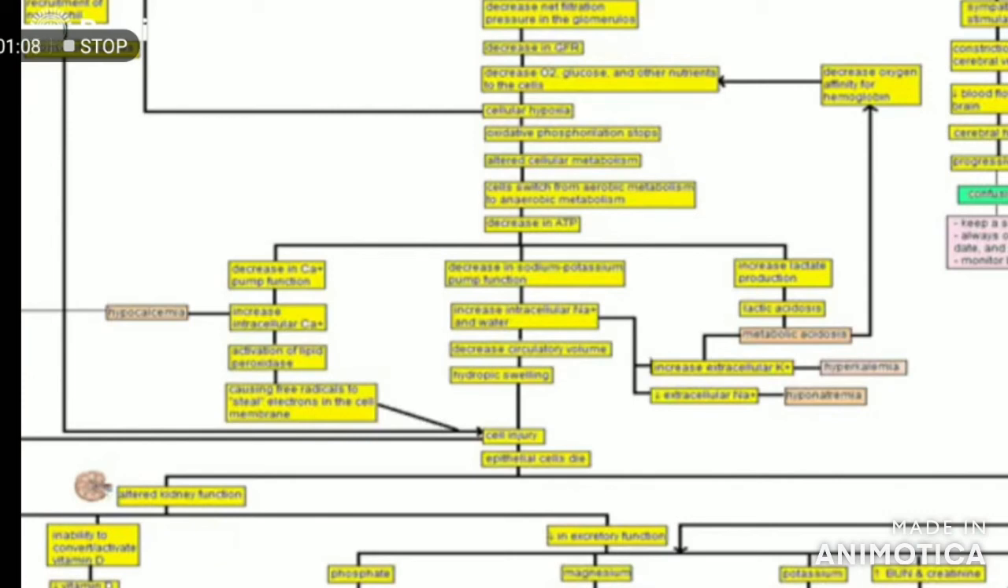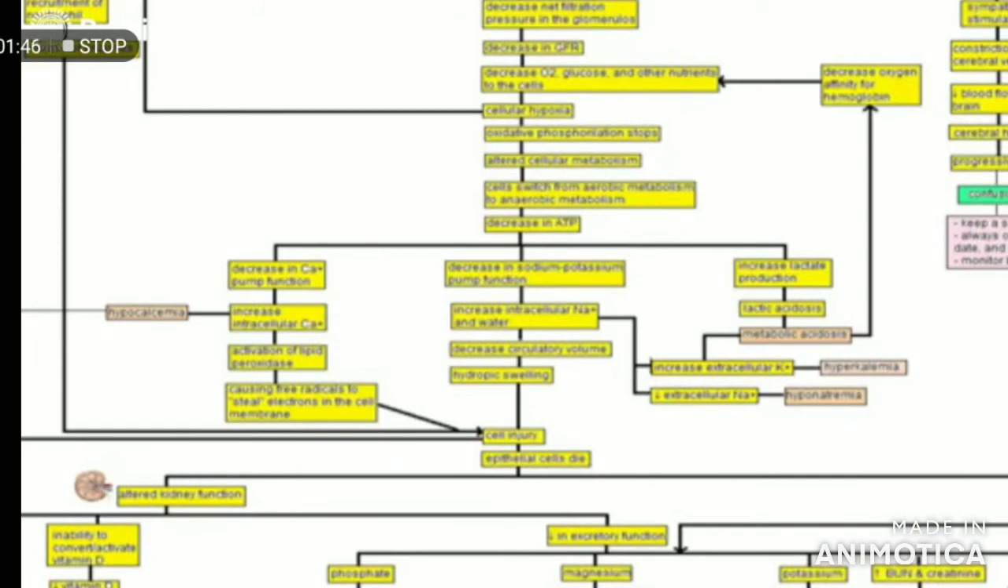This will lead to a decrease in circulatory volume and hydropic swelling. Also, increased intracellular fluid means there is an increase in extracellular potassium, and also a decrease in extracellular sodium. Increase in extracellular potassium is hyperkalemia, and decrease in extracellular sodium is hyponatremia.